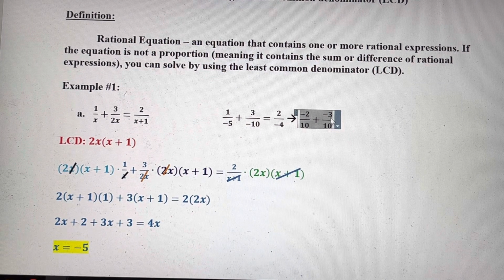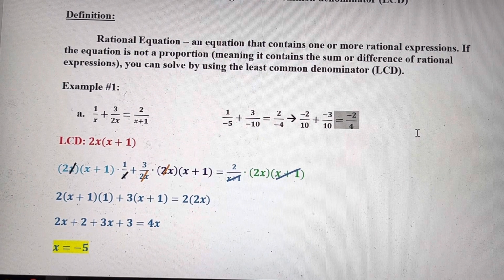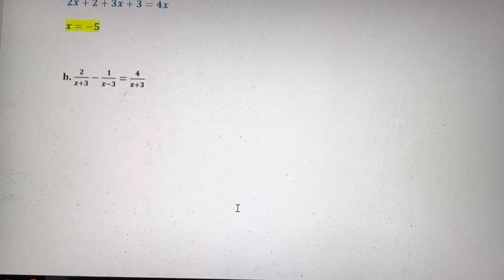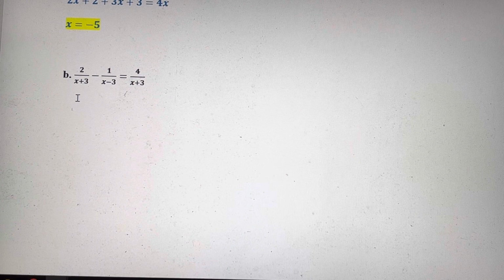3 over negative 10 is negative 3/10. So that combines to be negative 5/10, or negative 1/2. And if you'll notice here, 2 over negative 4 is negative 1/2 as well. So I know that is a solution. So negative 5 works, all right? Pause the video here, try part B, and then come back and check your work.